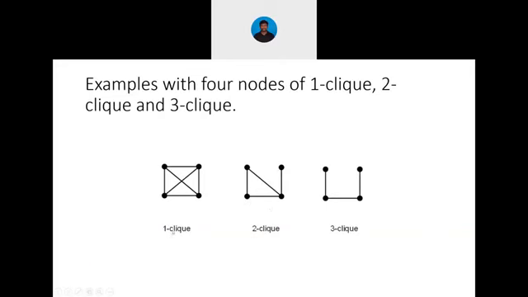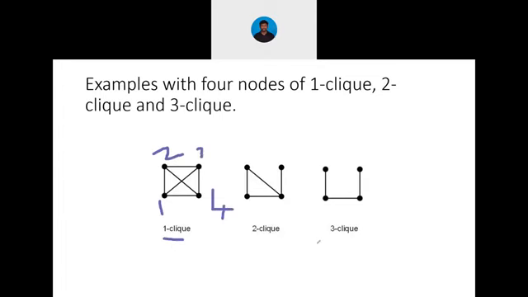Why is this called a one-clique? Because each and every node present in this subgraph reaches all other nodes. Consider this first node. It is reaching the second node, third node, and also the fourth node. Got my point? So this is actually called a one-clique.